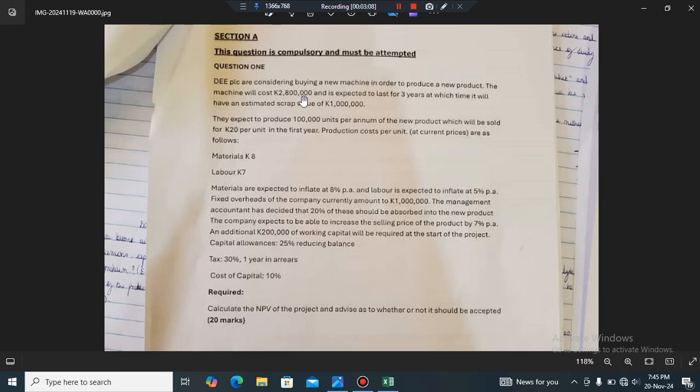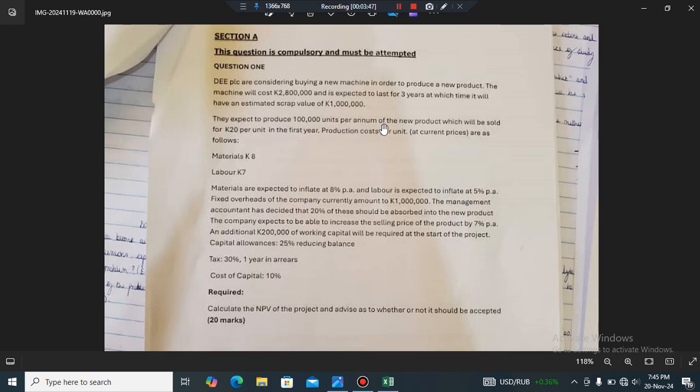For the most part, unless you're given otherwise, the cost of the asset is always in year 0. This is supposed to be in brackets, and in brackets it simply means it's a cash outflow. You're buying a machine, money is going out of the business. Then it will last for 3 years, so the projection period is 3 years. This asset is going to have a scrap value of 1 million. At the end of the period, you're going to sell it off for 1 million, and that is what's called a cash inflow.